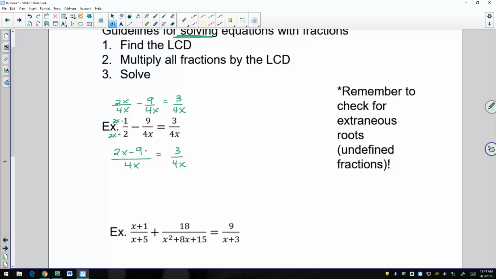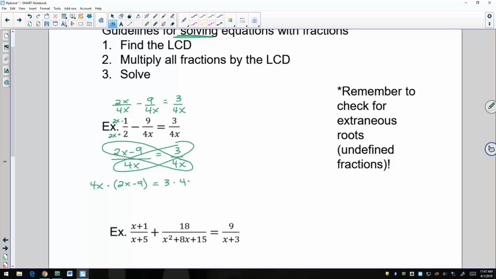If that doesn't make sense to you, you could simply cross multiply. Remember, when you have two fractions set equal to each other, you cross multiply to get rid of the fractions and then solve. Well, watch what happens when you cross multiply. If you were to cross multiply, you would multiply this 4x up to the top. So I'm not even going to actually multiply it out. I'm just going to show you. You would get 4x times 2x minus 9 equals 3 times 4x.